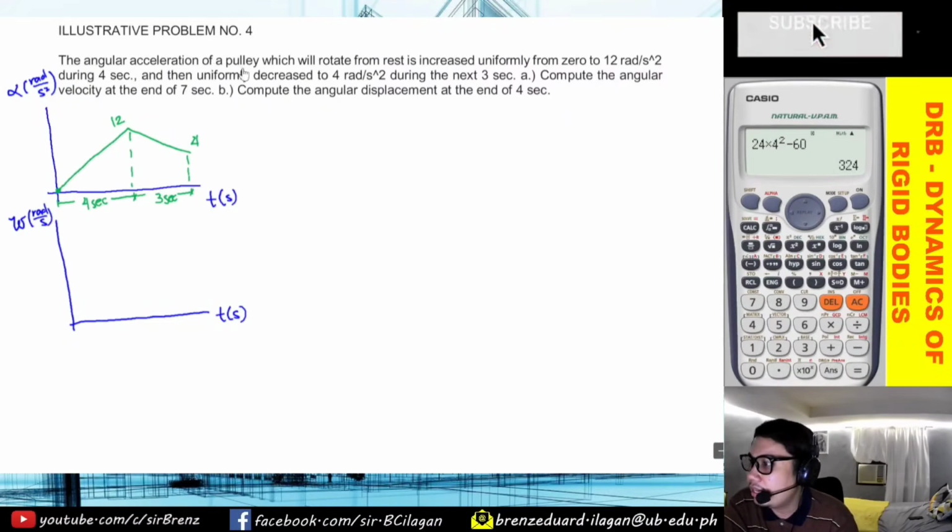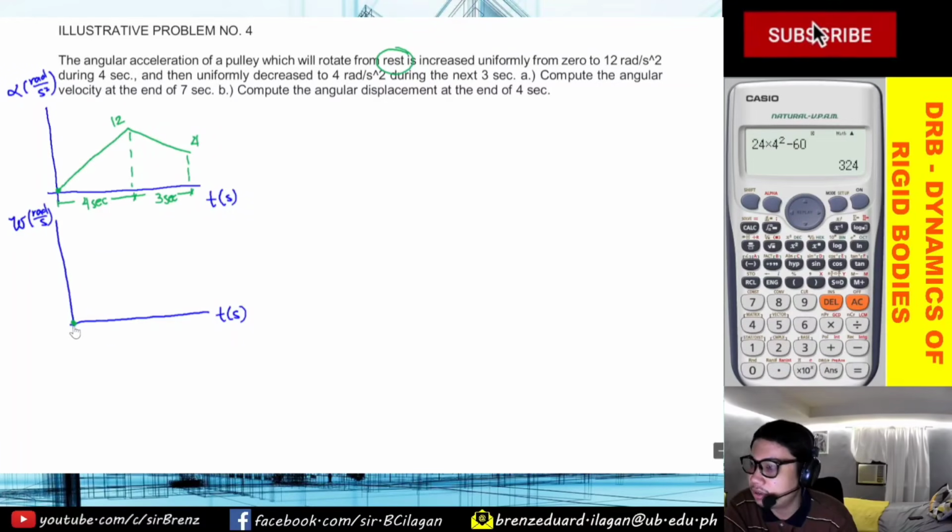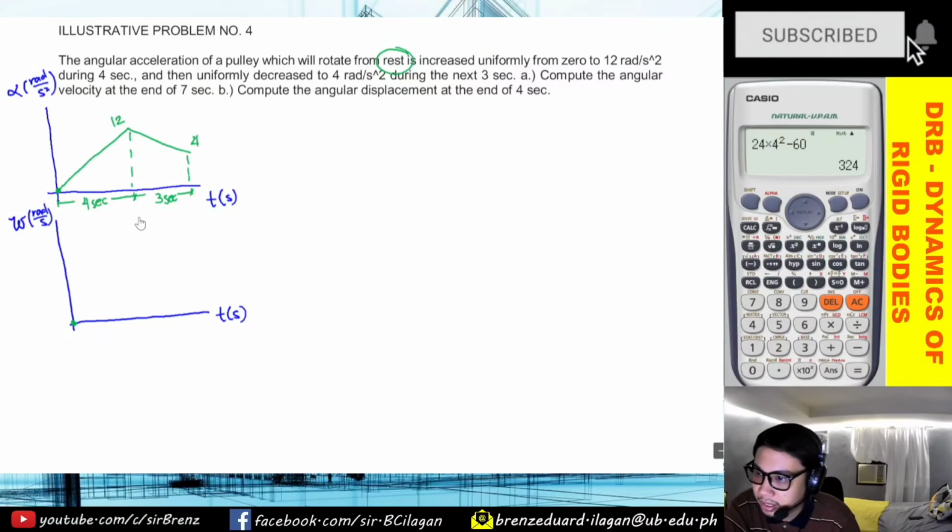So again, take note of the keyword. So kasi sabi dyan, from rest, it is increased uniformly from 0. So, nagsimula siya sa rest, ibig sabihin, yung initial velocity niya at time 0, so 0, yung kanyang angular velocity. So, ngayon, alamin natin yung magiging angular velocity niya at 4 seconds.